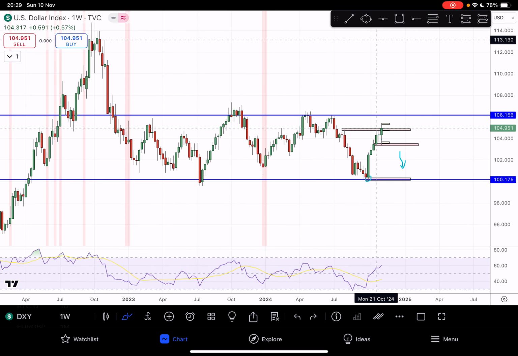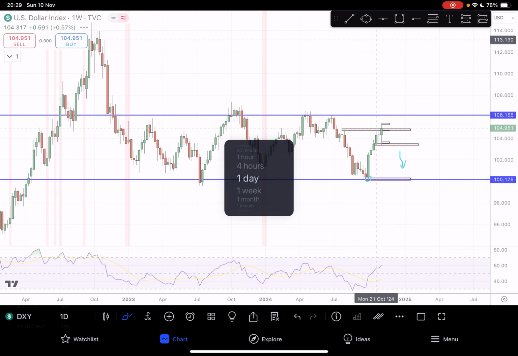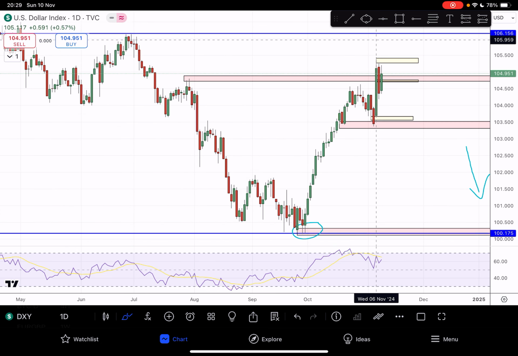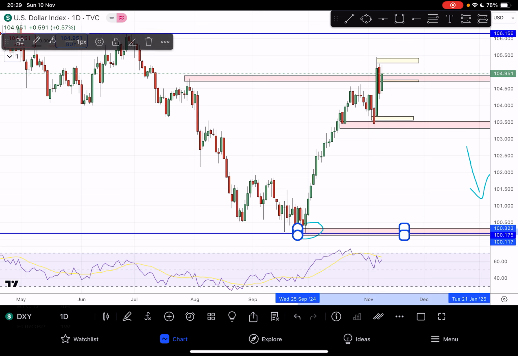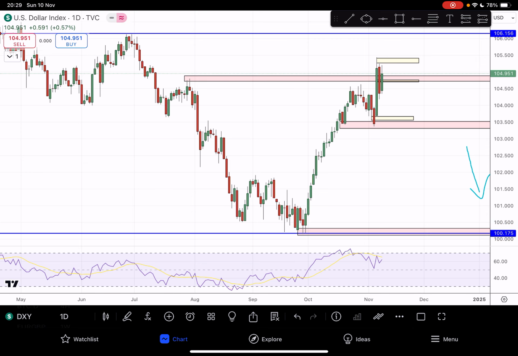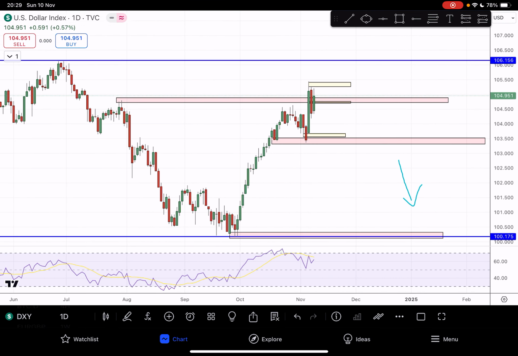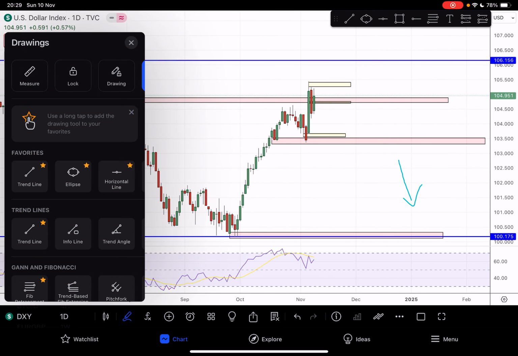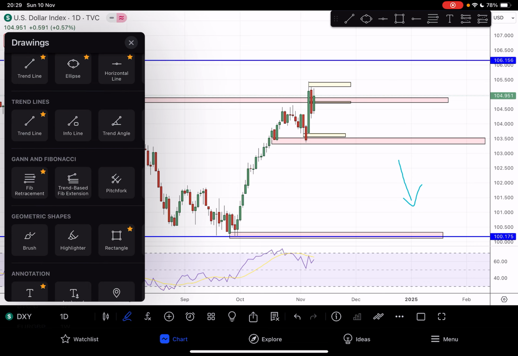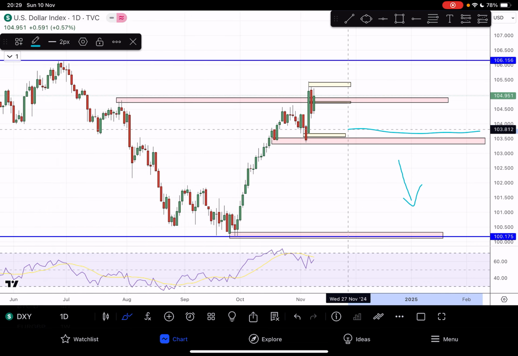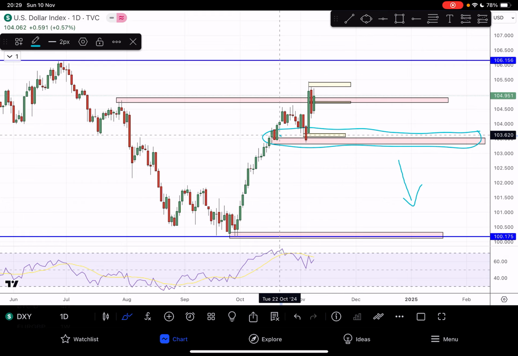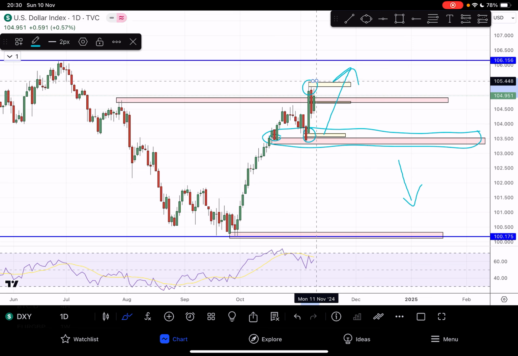If I go onto the daily, I want to update my support and resistance levels. This level here is still a support. This is still your support region. This is still your support region here. This is still a support region here. So I'm going to leave that as it is. Why? Because you can see it made a higher low once, higher low twice, then price went up. This is the most recent high, so I'm going to mark that now.